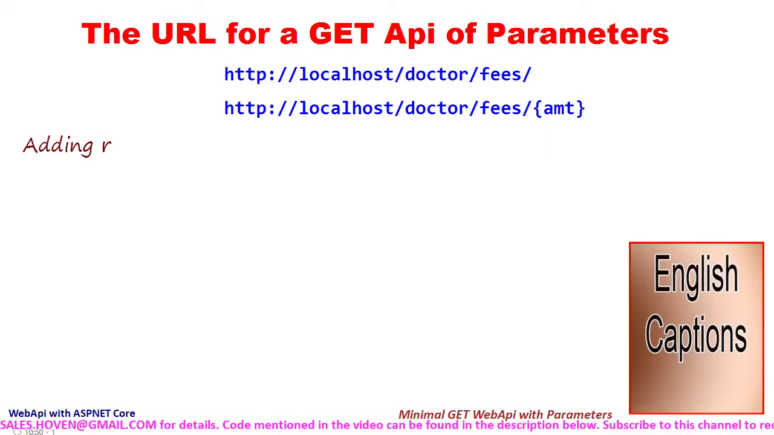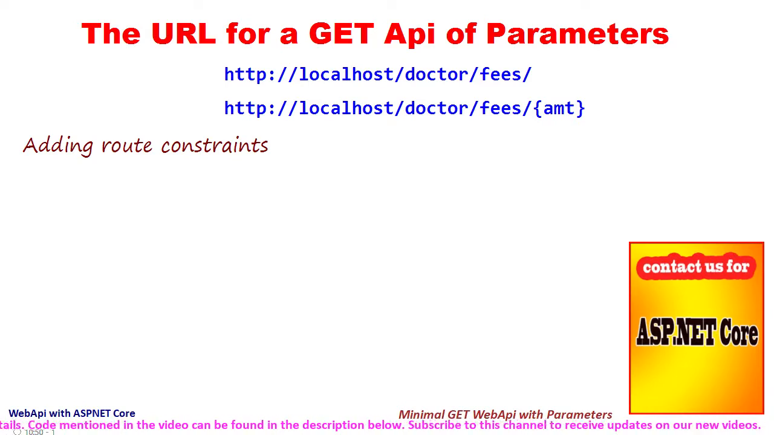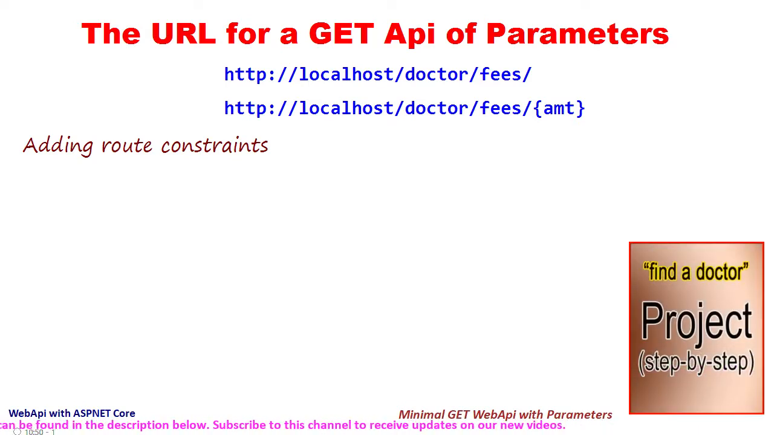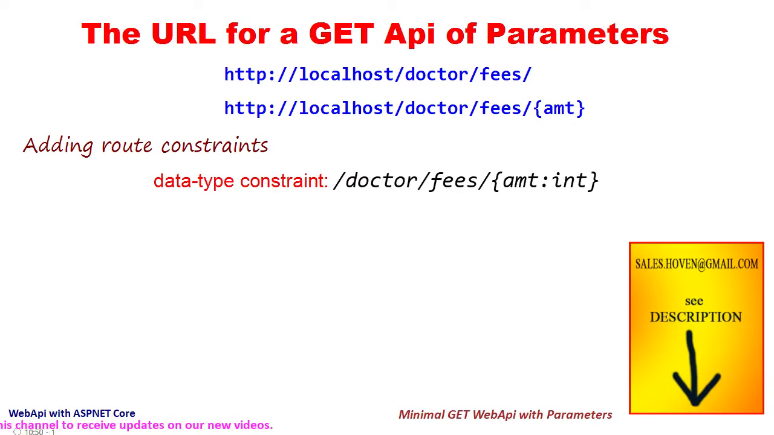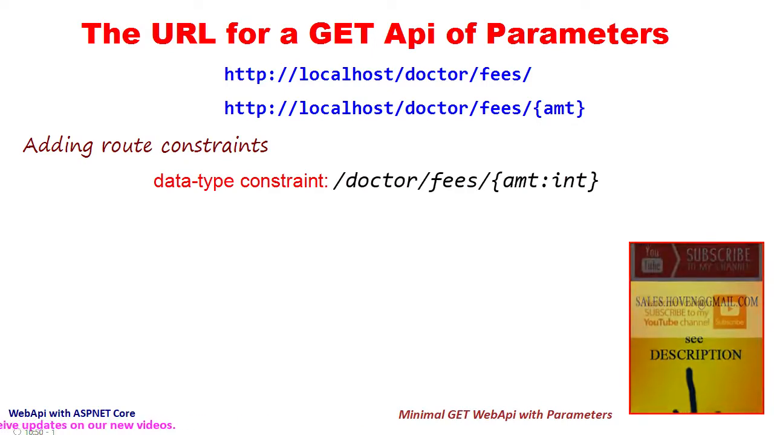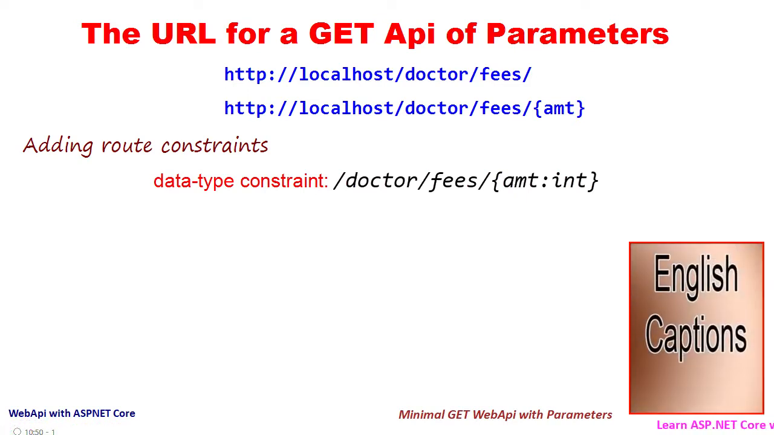We can add some route constraints to this parameter. The first is that we can restrict its data type to an int type so that only numeric parameters are matched. For this, a data type constraint is specified in a template like this: /doctor/fees/{amt:int}.